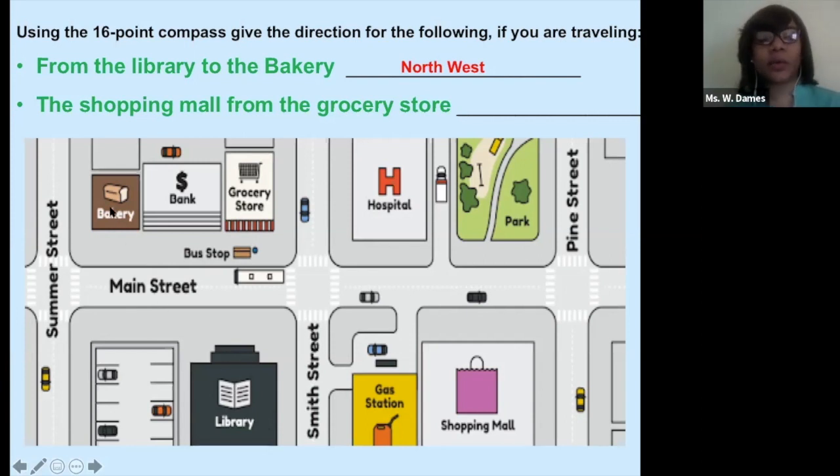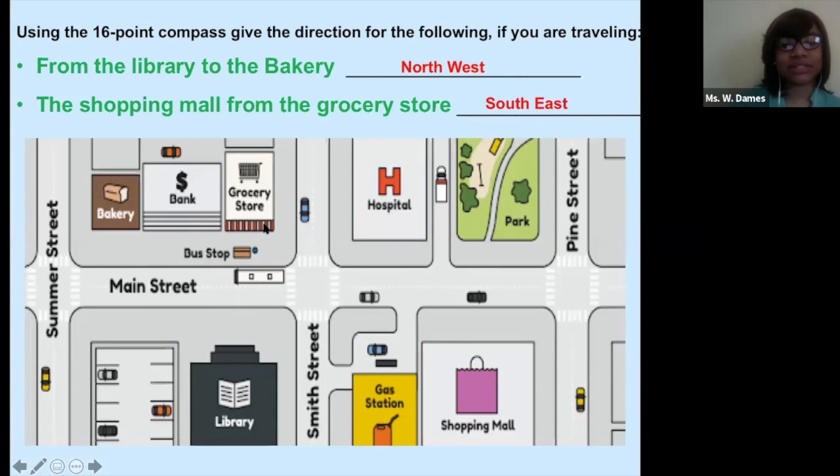Let's go to the second one. So the shopping mall from the grocery store. This is the shopping mall. This is the grocery store. Okay, so let's look at the answer. So remember we said we're moving from the shopping mall to the grocery store. I think I made an error here.